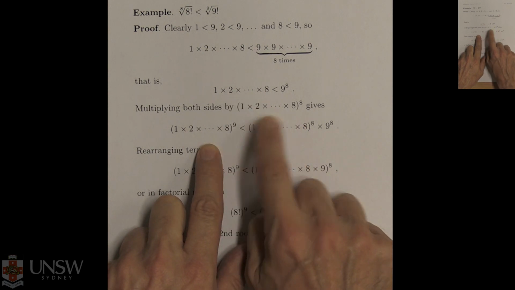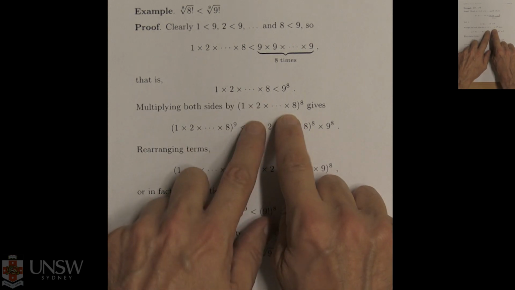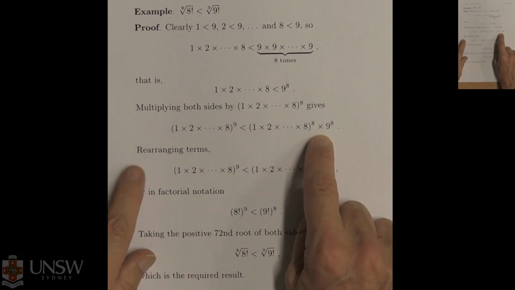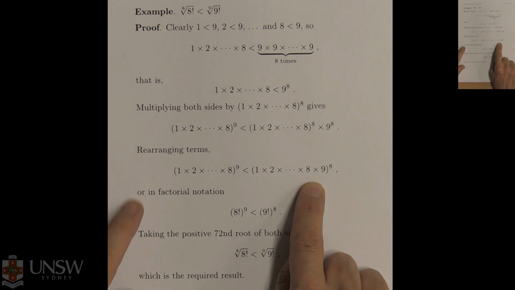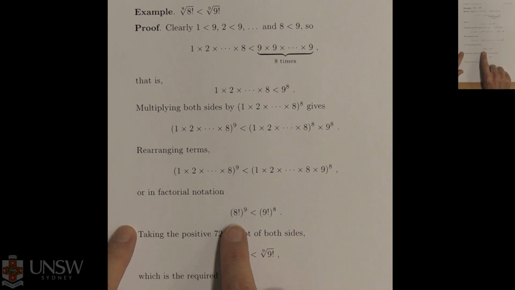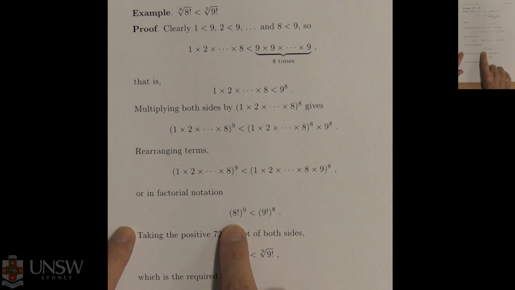This times that one gives me that factor to the power 9. This one, at present, I'm just writing in. I'm going to rearrange terms by using the power laws on the right-hand side to get this. I'm going to introduce factorial notation. So 1 times 2, etc. times 8 is 8 factorial, and likewise for 9 factorial.